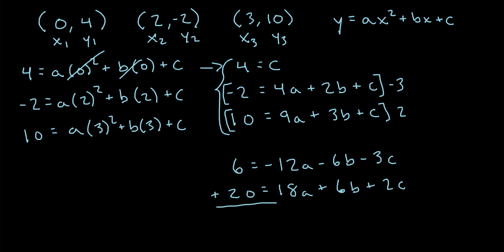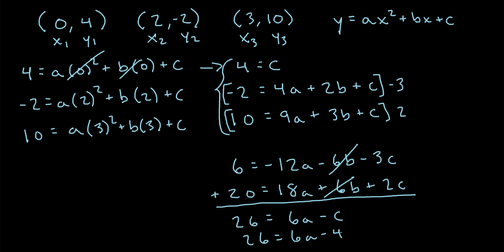So if we add these 2 equations, we get 6 plus 20 is 26. -12a plus 18a is 6a. The b's will cancel out. -3c plus 2c is -c. And we already found that c is 4. So what we really have is 26 = 6a - 4. If we add 4 to the left-hand side, we'll get 30 = 6a. If we divide both sides by 6, we'll find that a is equal to 5.